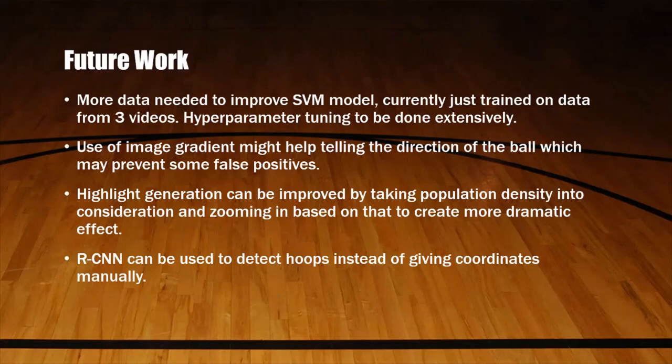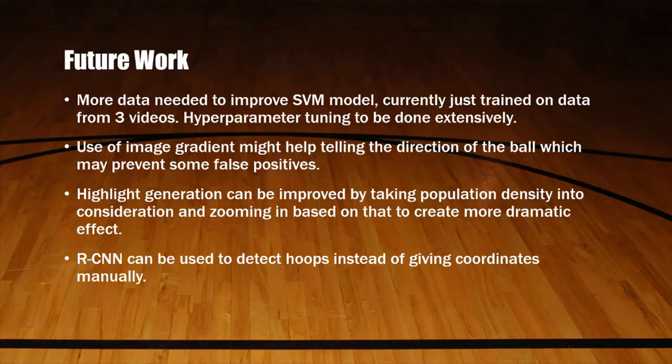Another thing to do is hyperparameter tuning, which was not done for now, but it will be done extensively afterwards. Another idea which I have right now is using image gradient. Applying image gradient on the ball would tell us the direction of the ball, so we can use those dynamics to improve our current model.